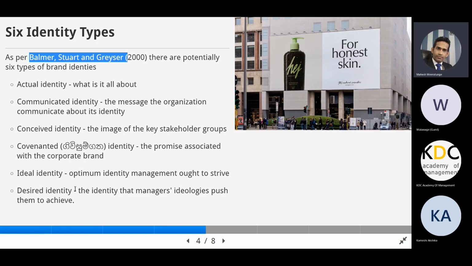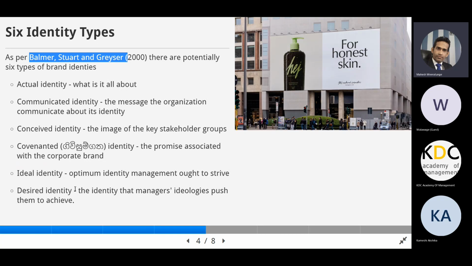So the covenanted identity. So why people use it, they say okay, whatever they promise, they deliver. Promise delivery. We identified that as a promise delivery. So whatever they promise, they deliver. So they talk about, let's say as an example, the way they serve. They talk about how they serve. They talk about the taste. They talk about the entertainment environment they believe, and because of that, people take the decision to consume the product.